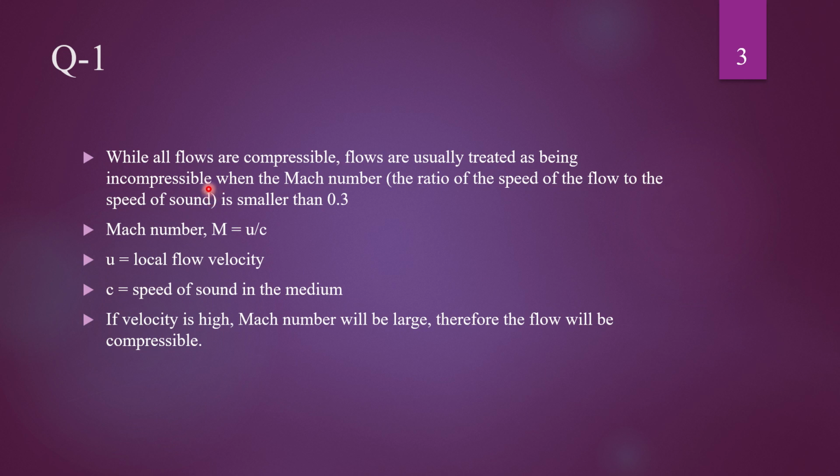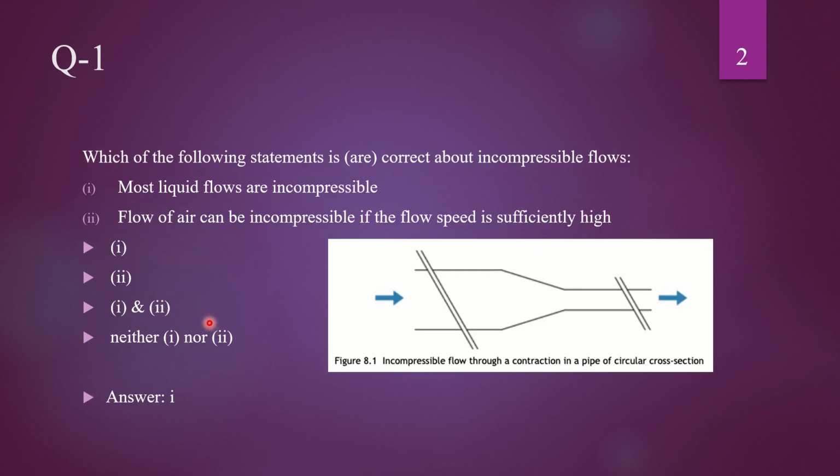Here, compressible or incompressible is generally a property of the flow rather than the fluid. Mach number is defined as M equals u by c, where u is the local flow velocity and c is the speed of sound in the medium. If the local flow velocity is high, the Mach number will be large, therefore the fluid will be compressible. So when the fluid speed is very high, the Mach number would be high, so the flow of air would be compressible, not incompressible. It would be incompressible when the fluid speed is very low.